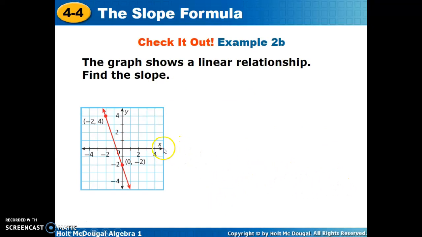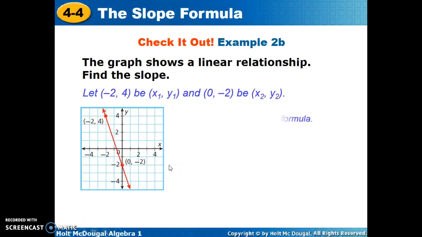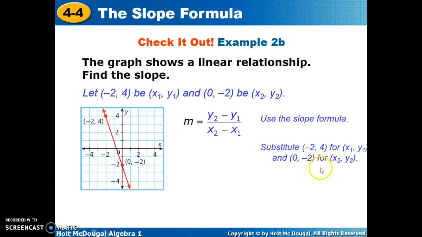First thing I want to observe in a problem like this is the negative slope. When I get done using my slope formula, I want to make sure that my value is negative. I know the slope is negative. I want to make sure I did my math correctly by checking the negative slope.